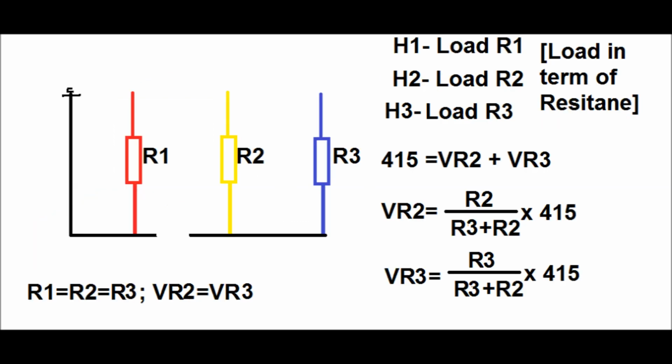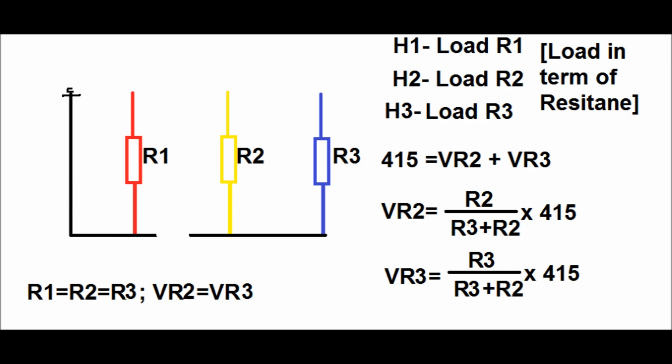Now let us consider the household 1, household 2 and household 3 loads in terms of resistances R1, R2 and R3. Since resistance is inversely proportional to the wattage rating, the more the load, the less the resistance, and the less the load, the more the resistance, as the wattage W is equal to V square by R.